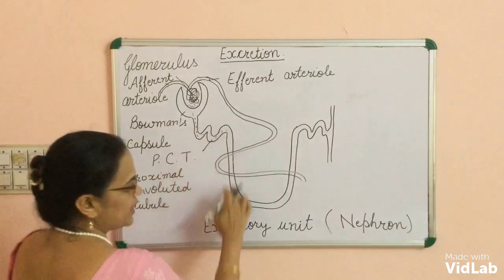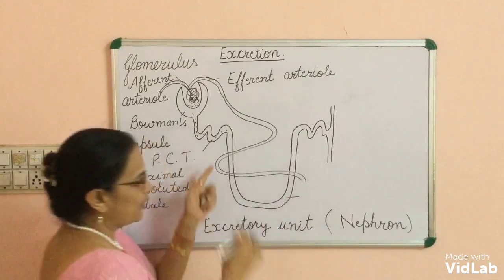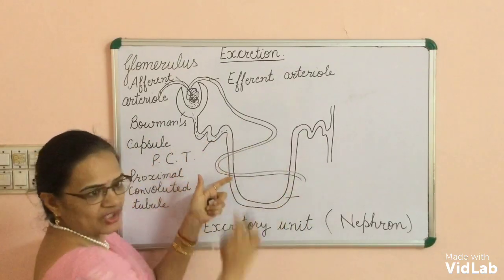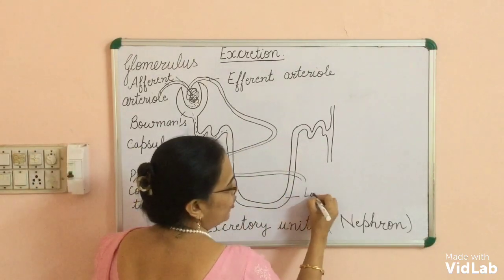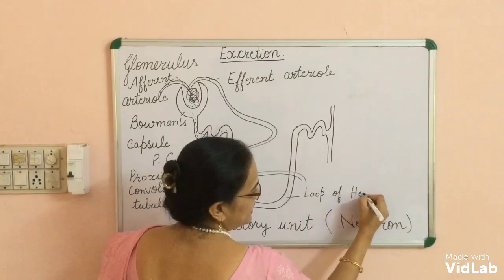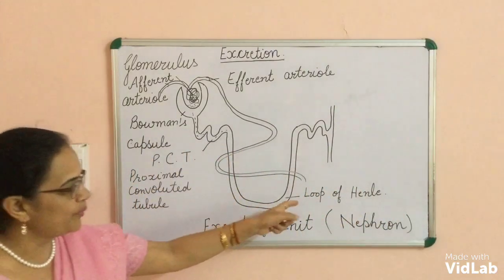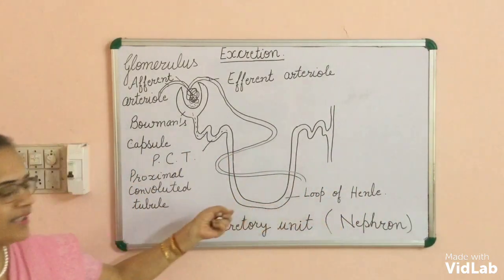This U-shaped structure is known as loop of Henle, because it is a loop-shaped structure. Henle is the person who discovered this loop. Loop of Henle, or sometimes Henle's loop.